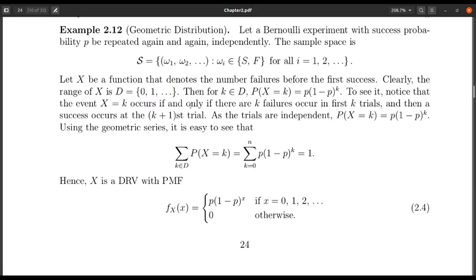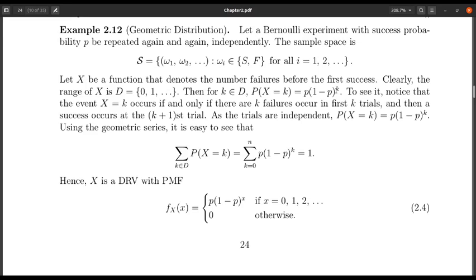And note that in this case, I can find the probability that X equals k very easily, because what does X equals k mean? X equals k means that there are k consecutive failures, then a success. So this p comes from the success, as the last trial is a success, and the first k trials result in failures, so I have (1 minus p) to the power k. So the probability that X equals k is nothing but p times (1 minus p) to the power k.